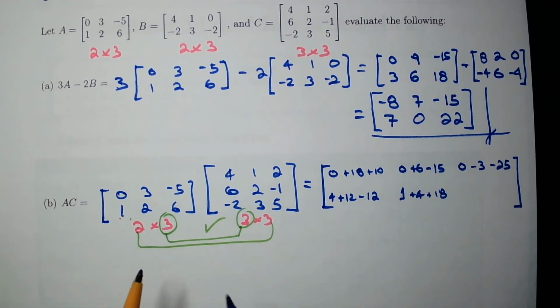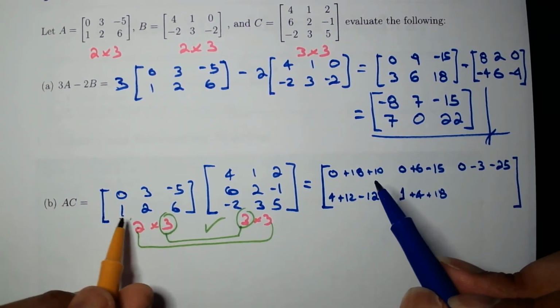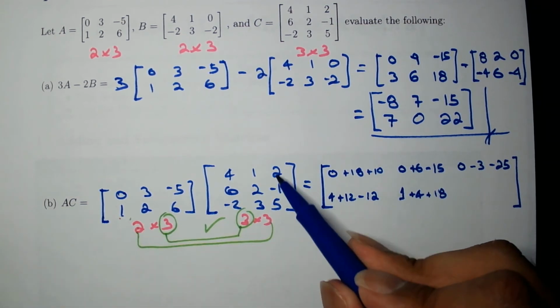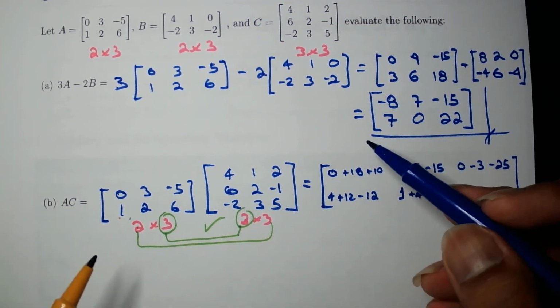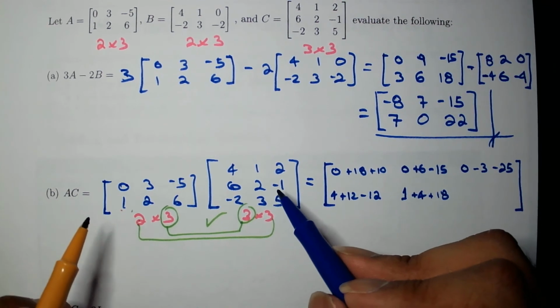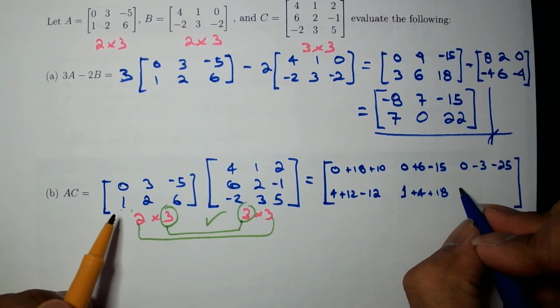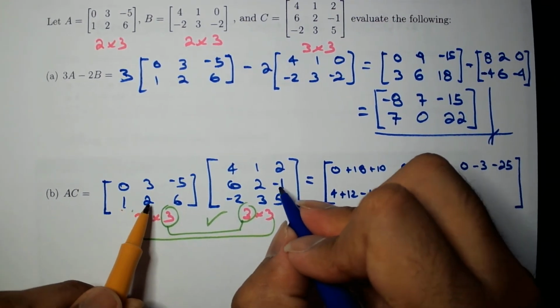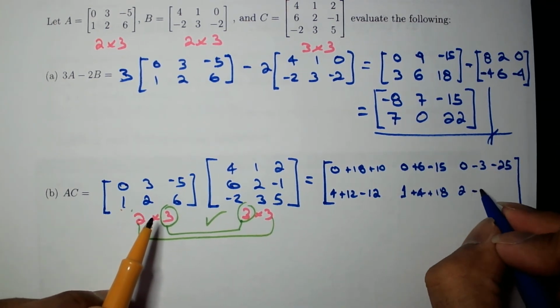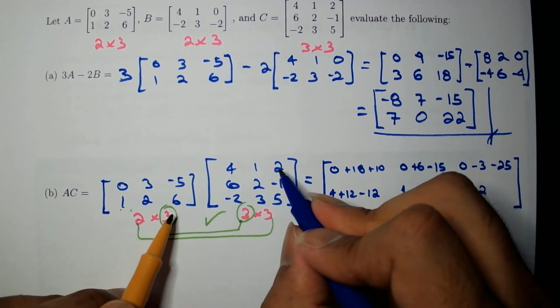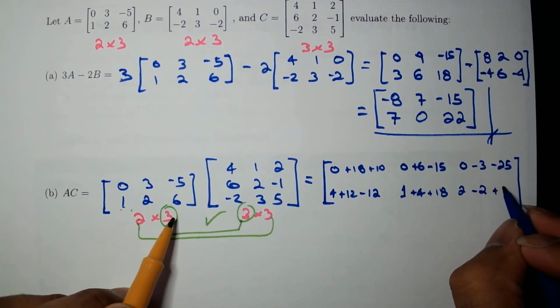Last but not least, we are going to multiply the second row of the first matrix by the third column of the second matrix. In other words, 1 times 2, which equals 2. 2 times negative 1, which is negative 2. 6 times 5, which equals 30.